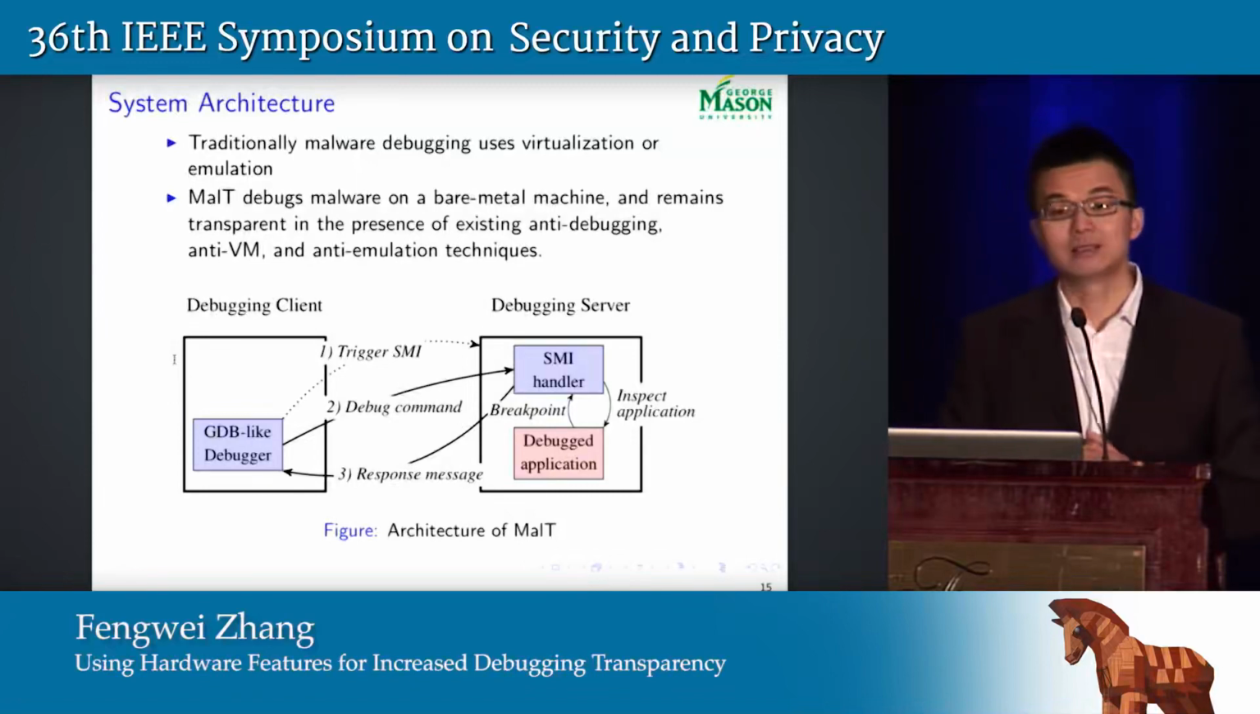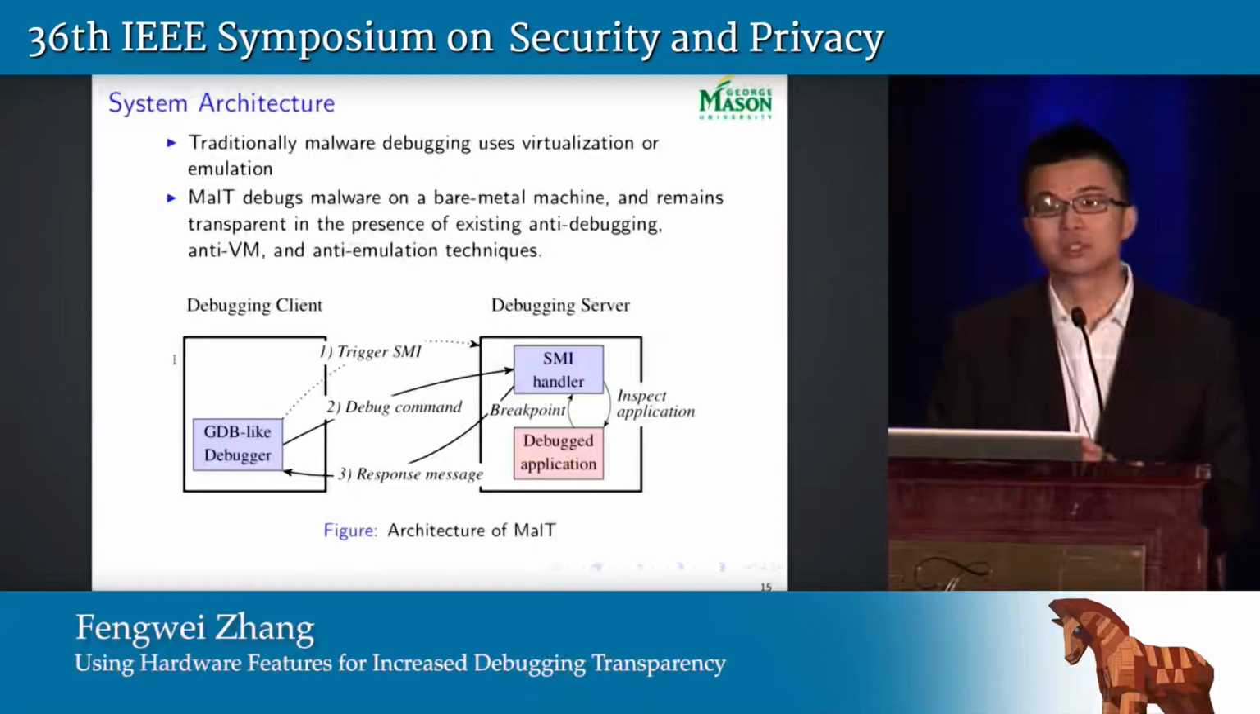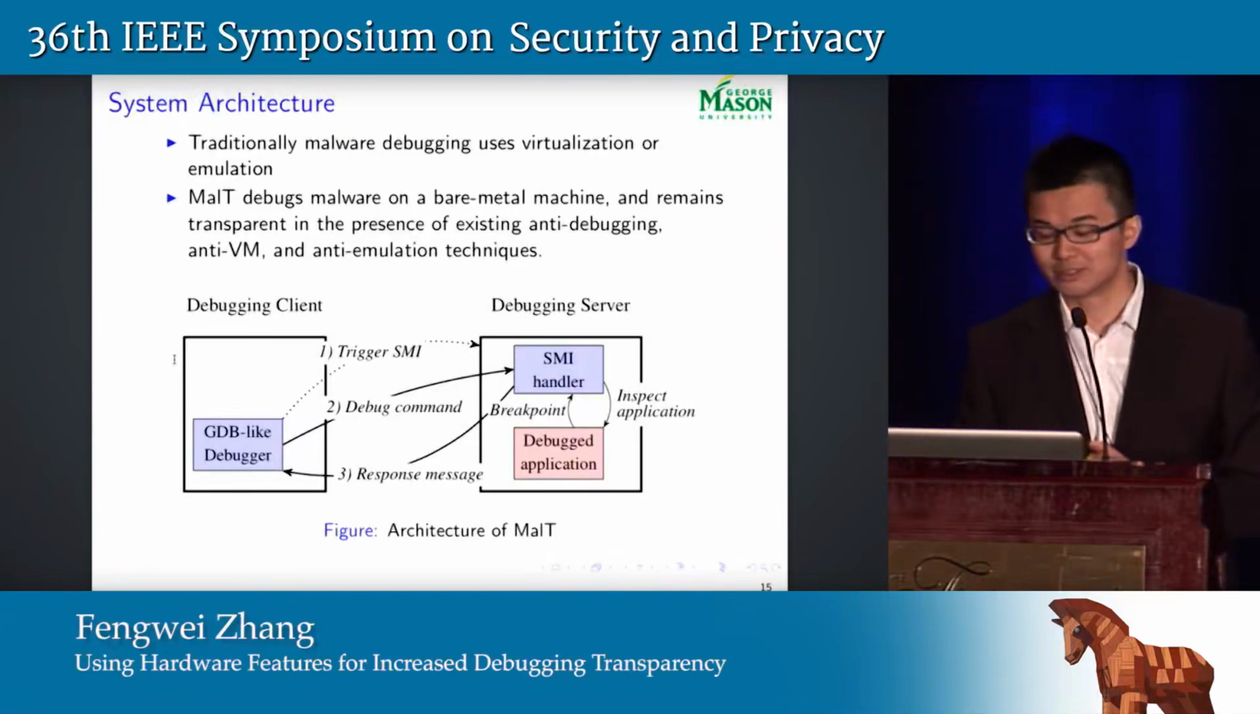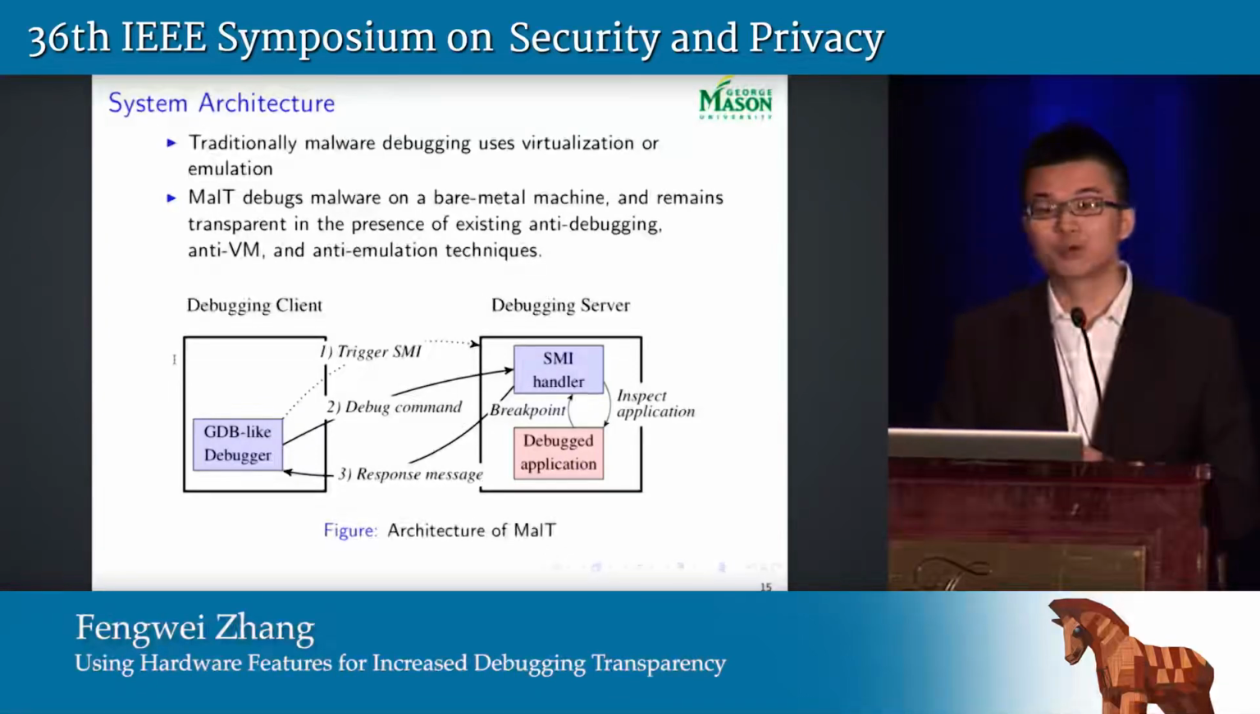When the client wants to start a debugging session, it sends a message to the debugging server and triggers a system management interrupt. Then the client sends the debugging commands. When the SMI handler receives the debugging commands, it executes them and sends the response message back to the client.